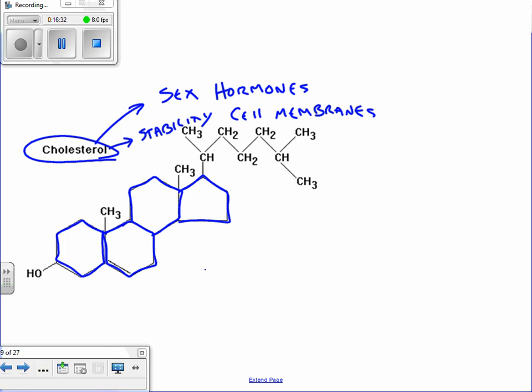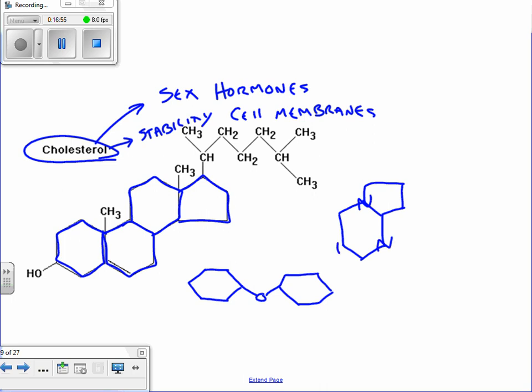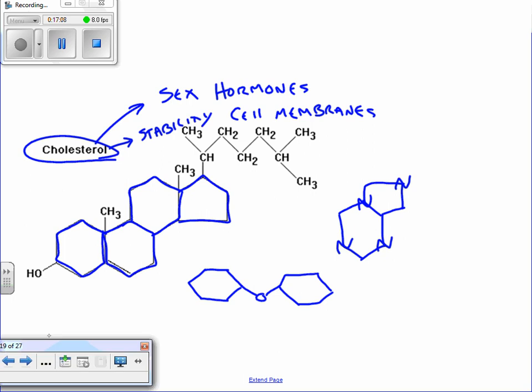As opposed to when we saw a sugar molecule, which had spacing between it, so those rings aren't fused together. And if you see a nitrogen base, yes, there will be 2 rings, and it's possible that they're fused together, but we don't have 4 of them. And if it's a nitrogen base, there's going to be a heck of a lot of nitrogen in those rings. So keep that in mind. We don't see any nitrogens here, and we see 4 rings. So this is cholesterol. It's used for sex hormones and cell membrane stability.